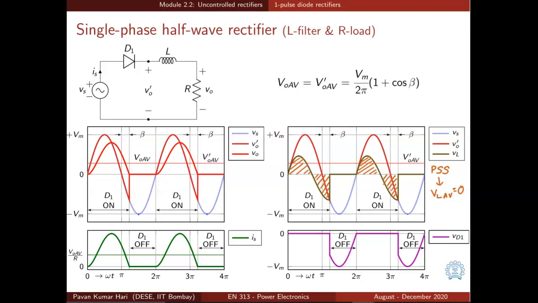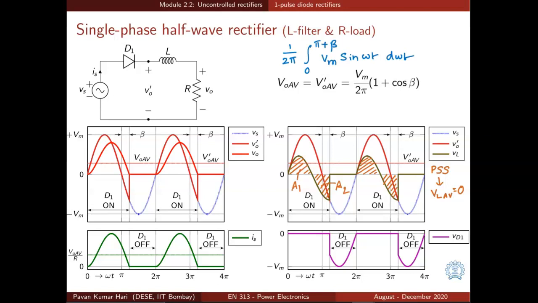That is what is shown here. You have two areas. The area under the positive part of the inductor voltage is A1, and the second area A2 is the area under the negative part of the voltage waveform VL. These two areas will be equal in periodic steady state, and that is why VO average is equal to VO dash average. And how do we get the expression for this average output voltage?